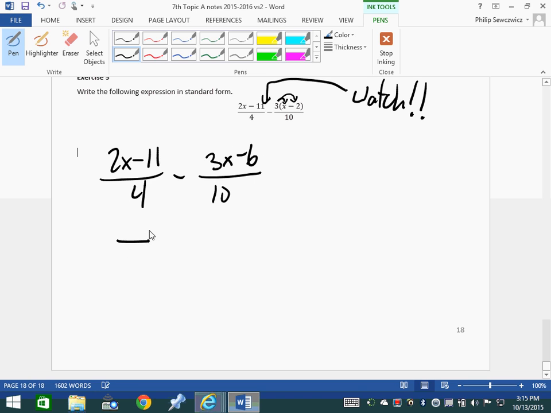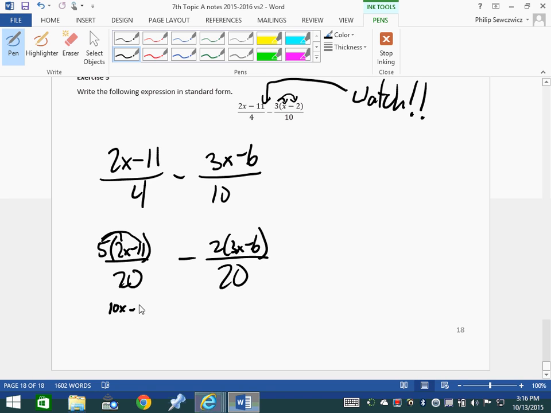Common denominator, let's go after 20. I'm going to create a little bit more space for myself. So 20 is my common denominator. I need to multiply this by 5 to get there, so I've got to multiply all of this by 5. And then I've got to multiply by 2, so I've got to multiply all of this by 2. Wait a second, oh, there is stuff to do up here. Let's do our distributive property. 5 times 2x, 10x. 5 times negative 11, negative 55. And all of that's over 20.